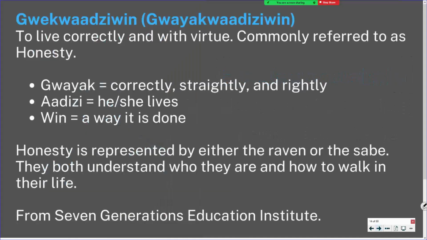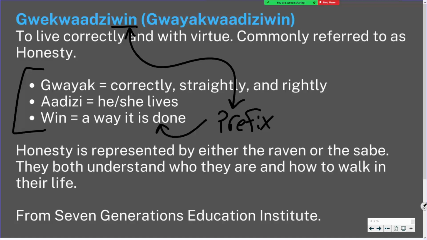So a little further explanation there is to live correctly and with virtue, and this is commonly referred to as honesty. So you've got the word broken down into its 3 components: correctly, straightly, rightly, he or she lives, and of course that prefix. Remember that prefix here. A prefix is how a word ends, right? So that's the end of the word. So it tells us, honesty is a way for us to live correctly and rightly. Represented by the raven or the Sabe, Sasquatch, and they both understand who they are and how to walk in their life. And again, I'm getting all of this from our Partners in Education, 7 Generations Education Institute.